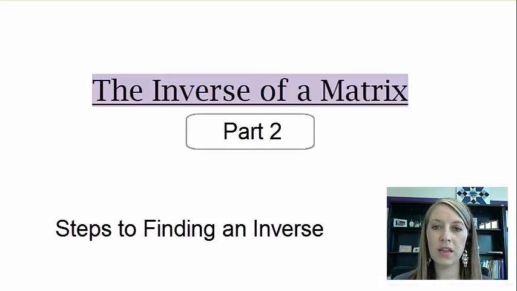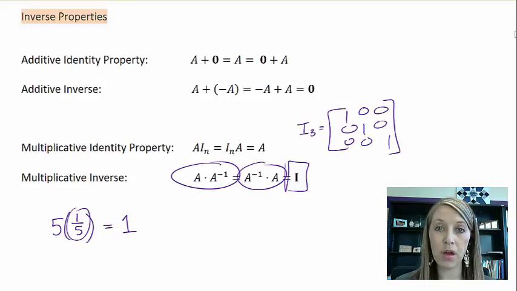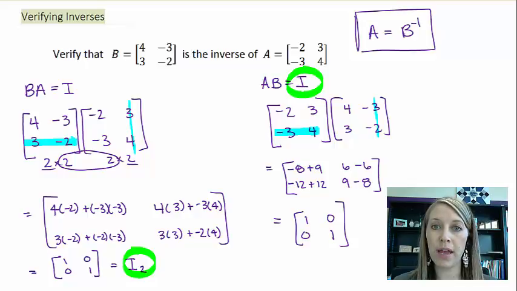Continuing on with finding the inverse of a matrix. So we've learned why we need it, because we know that we have to multiply a matrix by something to give us our identity matrix. We know how to verify it. We've got to multiply it in both formats to come up with the identity matrix.